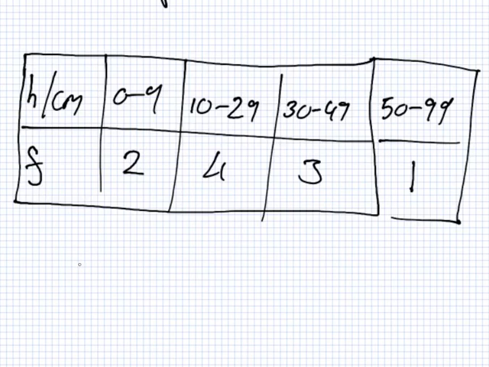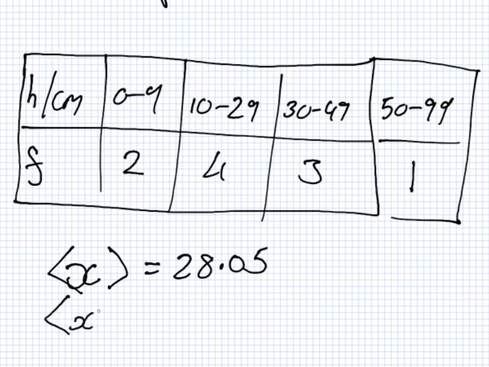Now, do you know the average? We do. We got it last time, didn't we? What was it? The mean average. 28.05. So, can we know what this is? If we square it, what do we get, please?